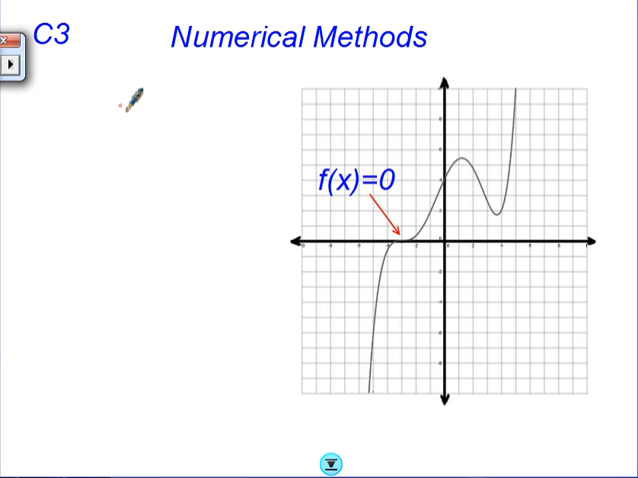Okay, so this is numerical method C3, and we are trying to look for where our function has roots. So roots, solutions, same sort of thing. Basically, it's where the function passes through 0 on the x-axis, where the height of the graph is 0. So we're interested in that point there. Let's have a little look at what is actually happening on that graph at this point.